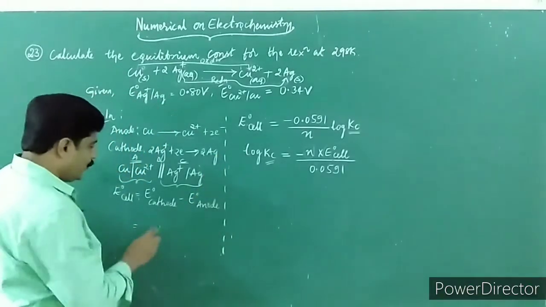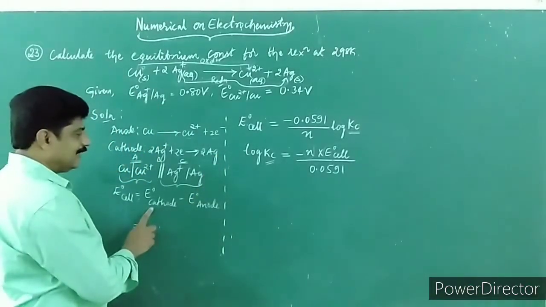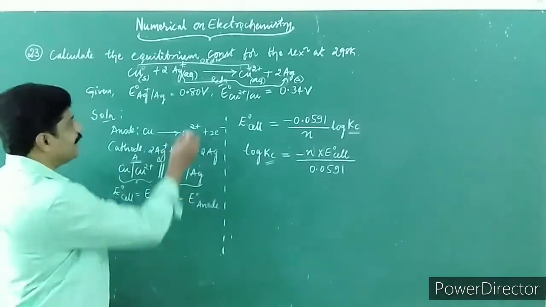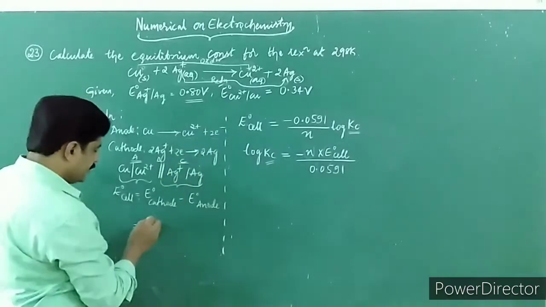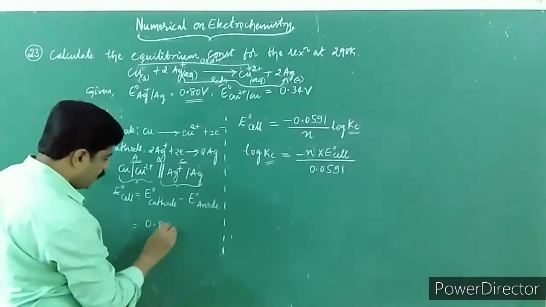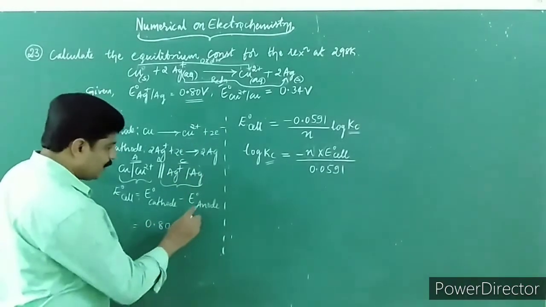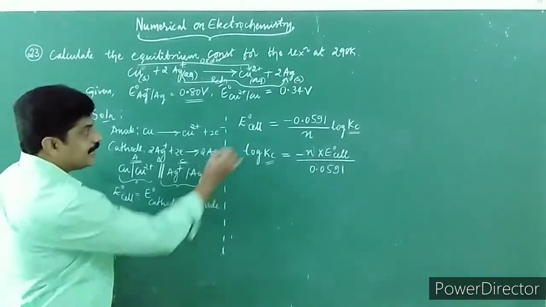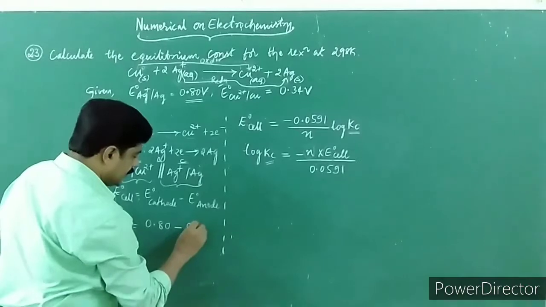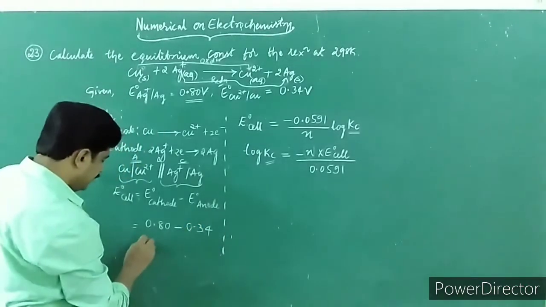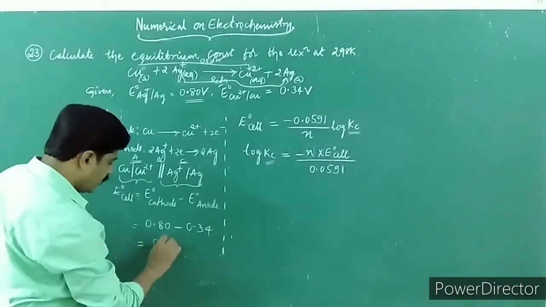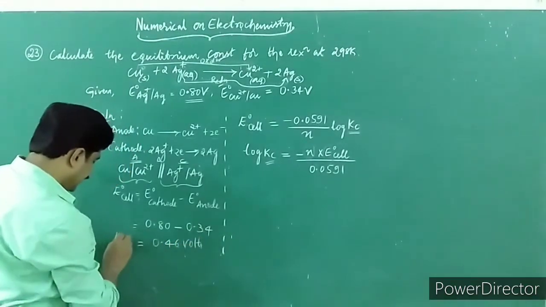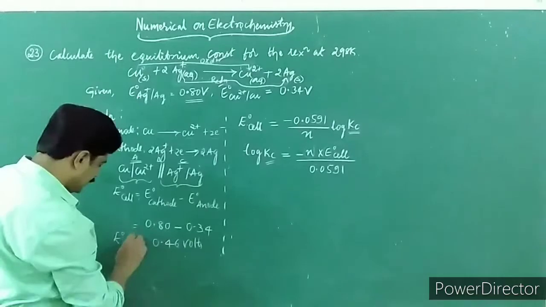Now what is E naught cathode, children? E naught cathode is nothing but Ag+ getting converted into Ag, is it not? The value is given. How much? It is 0.80 volts. Minus, what is E naught anode? This is Cu2+ bar Cu, is it not? Now what is the value here? It is 0.34. Children, if you subtract, you are going to get 0.46 volts. So this is what? The E naught cell value.